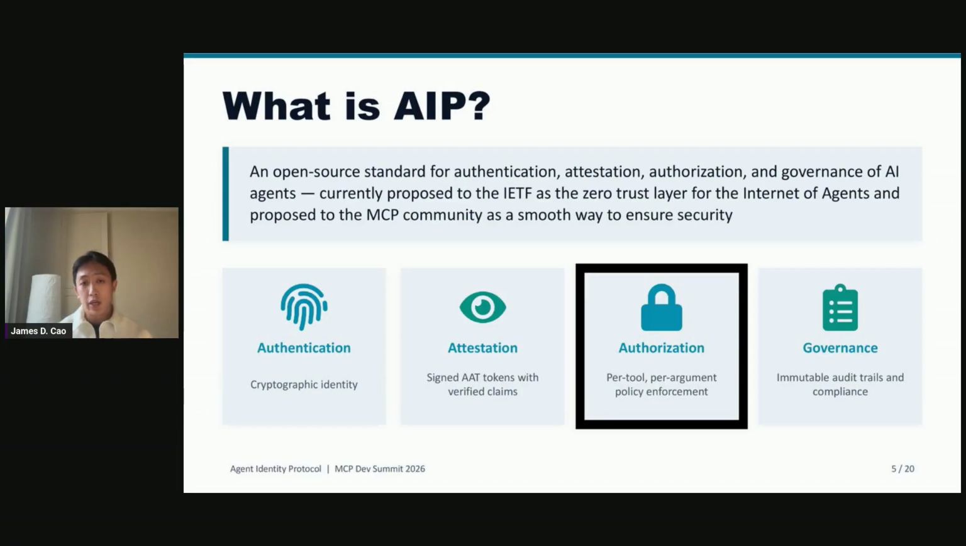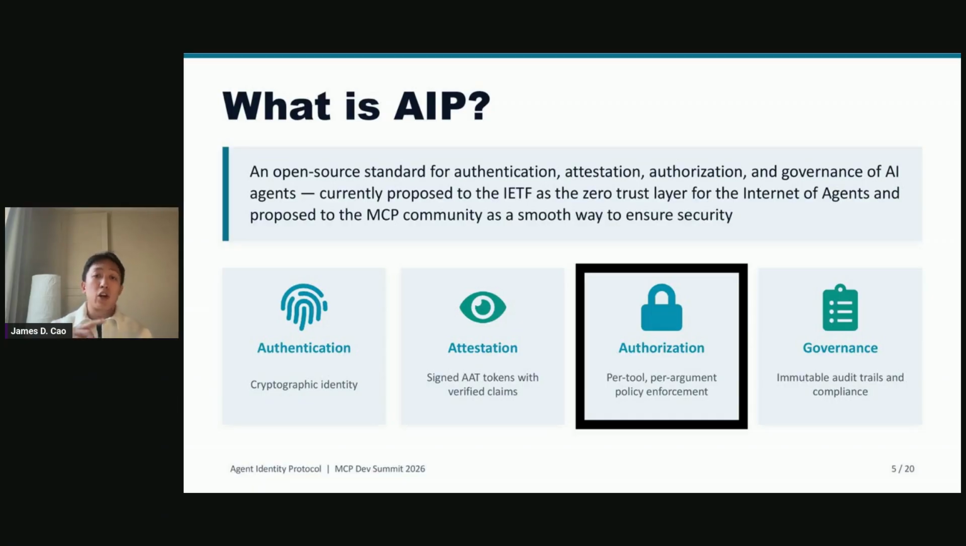This leads us to AIP. So AIP is essentially an open source standard for authentication, attestation, authorization, and governance of AI agents. The thing about AIP is we're building everything out with the schema and keeping everything very agnostic so that it can be implemented by anybody in any language.